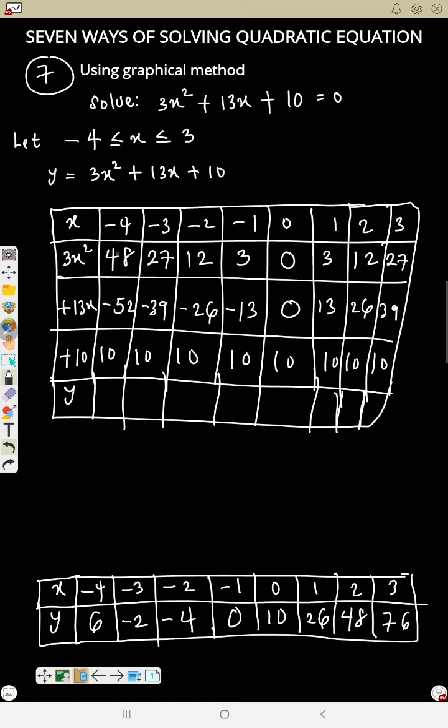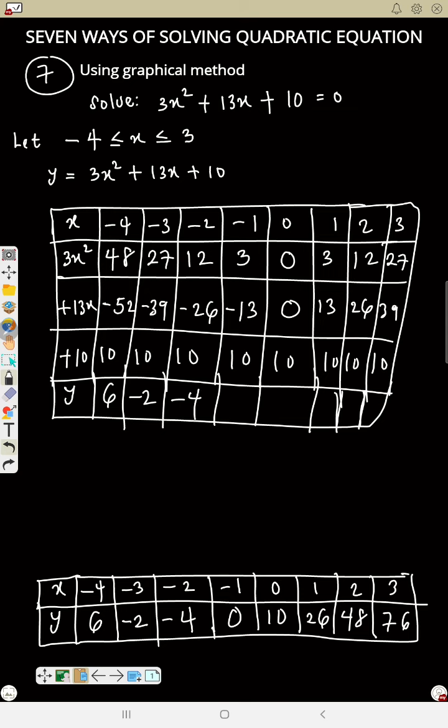Now add everything together in each column. So the first column, 48 - 52 + 10. So that is 6. Again, 27 - 39 + 10. That is -2. Again, 12 - 26 + 10. That is -4.